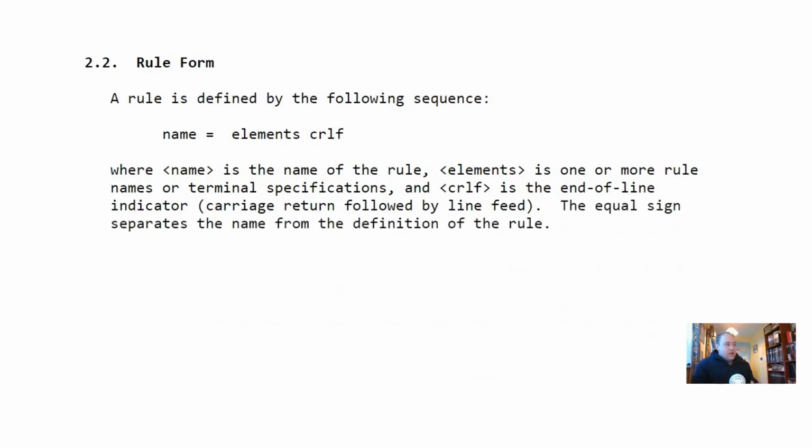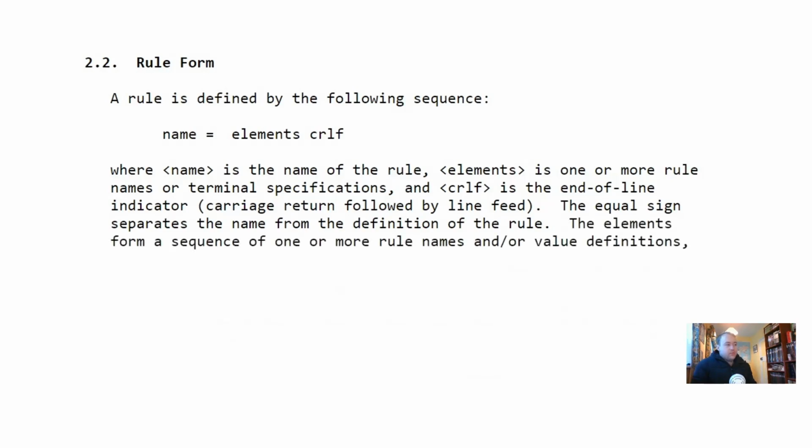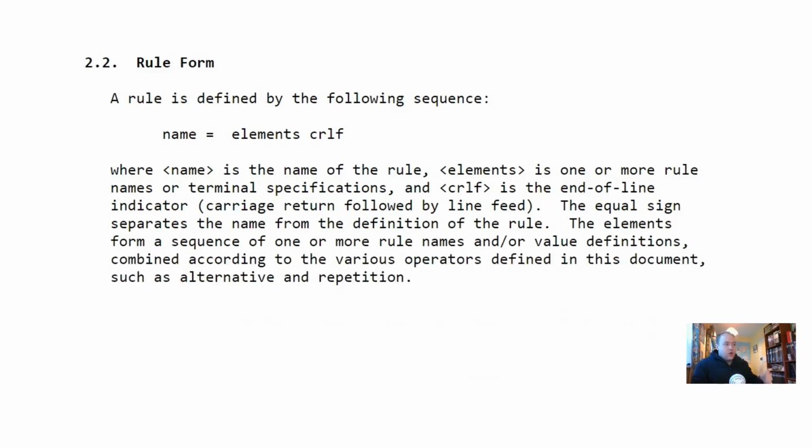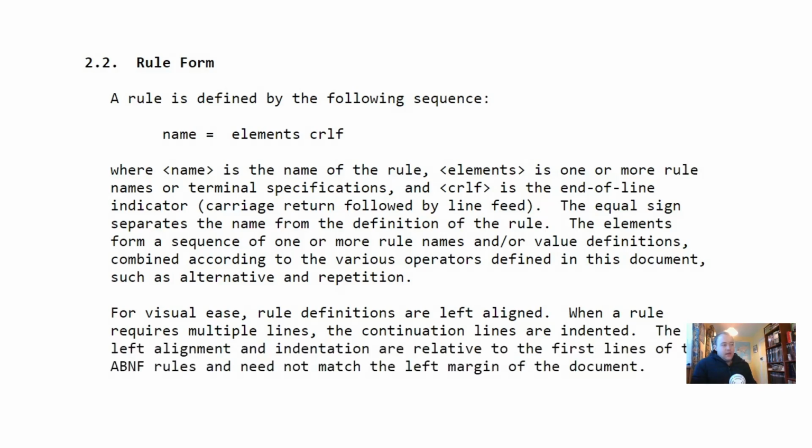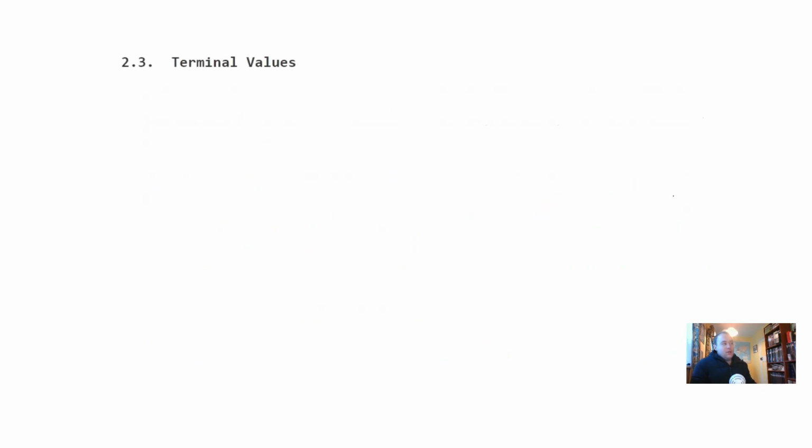The equal sign separates the name from the definition of the rule. The elements form a sequence of one or more rule names or value definitions, combined according to the various operators defined in this document, we'll get to them in a minute, such as alternative and repetition. For visual ease, rule definitions are left aligned. When a rule requires multiple lines, those continuation lines are indented. The left alignment and indentation are relative to the first lines of the rule and need not match the left margin of the document. Okay, so it's relative to the other lines. It's not absolutely left aligned.